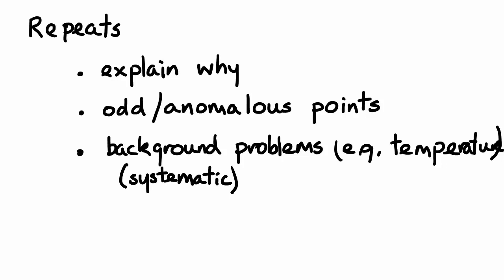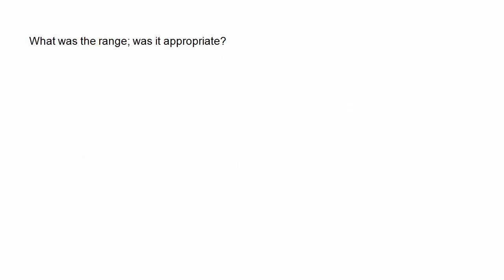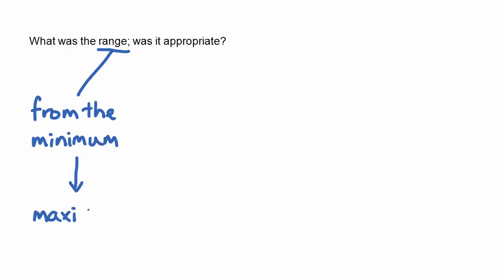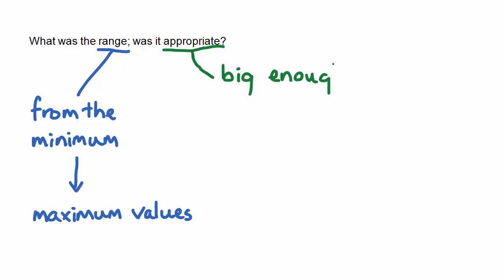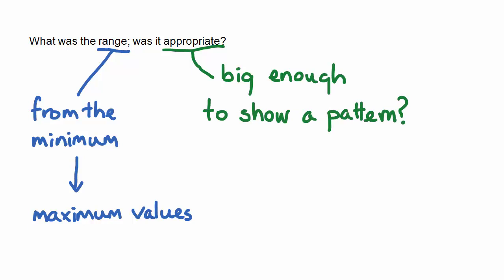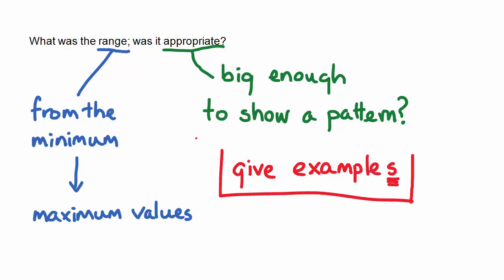Then you need to give some more details about your readings. They may ask you about the range and whether it was appropriate. The range is from your lowest reading to your maximum value. And to judge if it was appropriate, is the range big enough to show a pattern with confidence? Again, you'd need to make a comment about this. And it's really important when you make a comment to give examples. Notice I've underlined the S. You need to give more than one example.